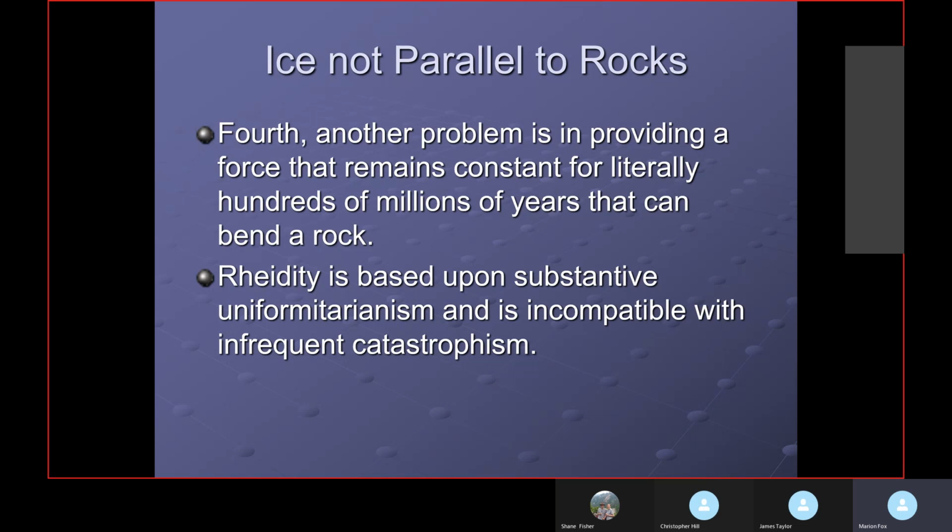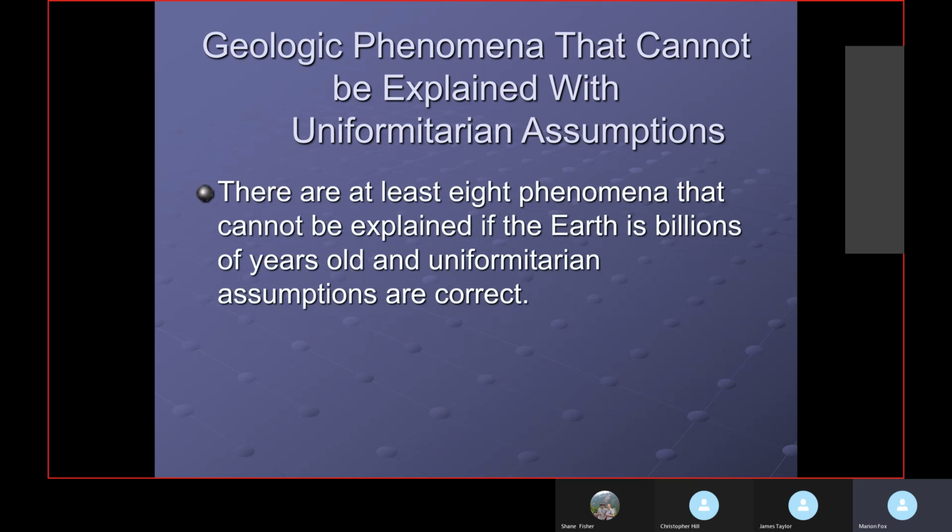Rheidity, remember, let's go back and look at it now, is based on substantive uniformitarianism, which is incompatible with infrequent catastrophism. Why? Because they say it takes a constant force for millions of years. And when they rejected uniformitarian principles and substantive uniformitarianism, they obviously gave up this argument here. But you see, they come right back to uniformitarian arguments because they just can't get around it. They have to have uniformitarianism.